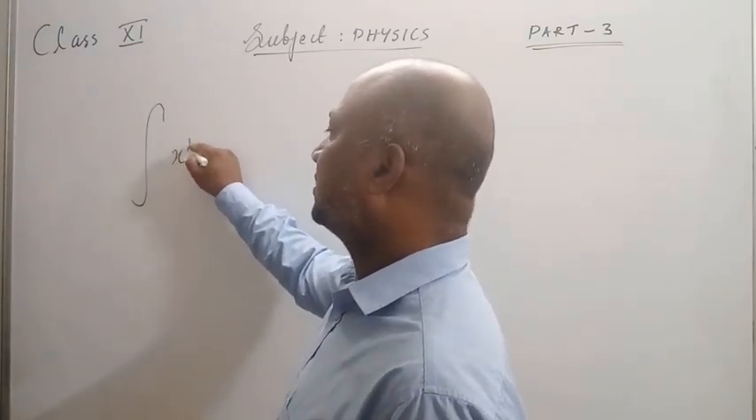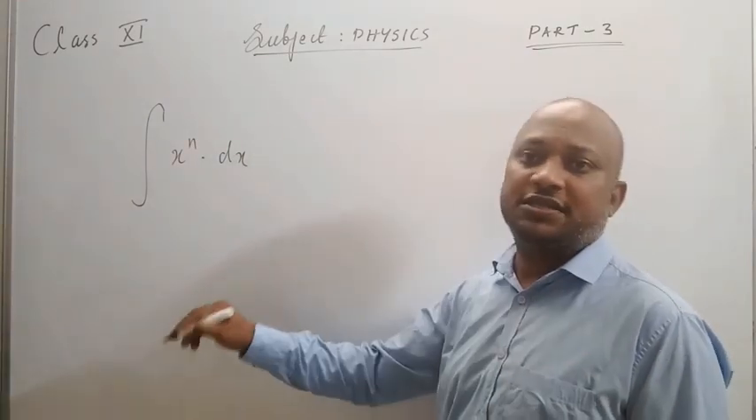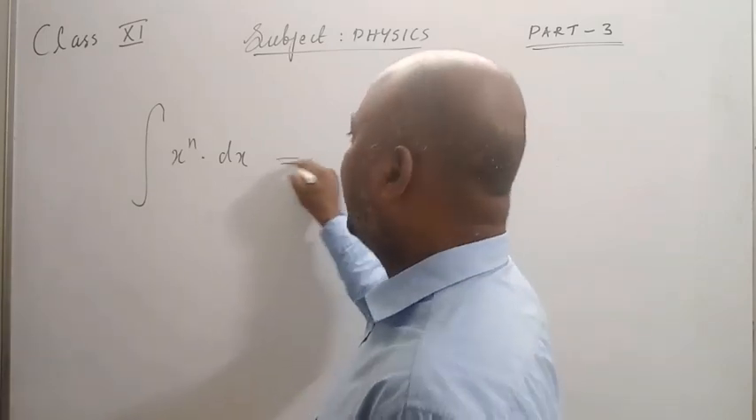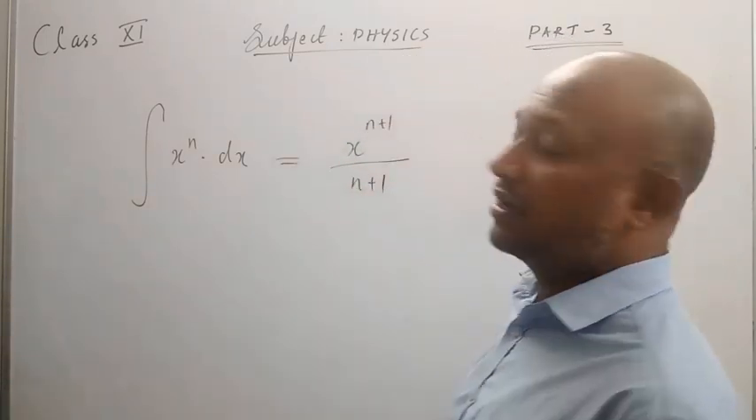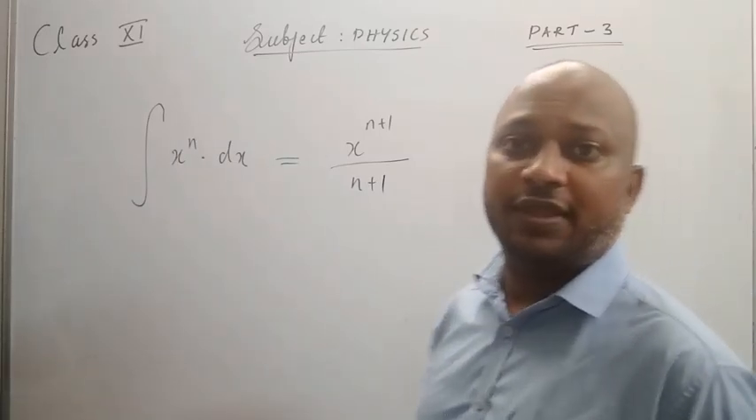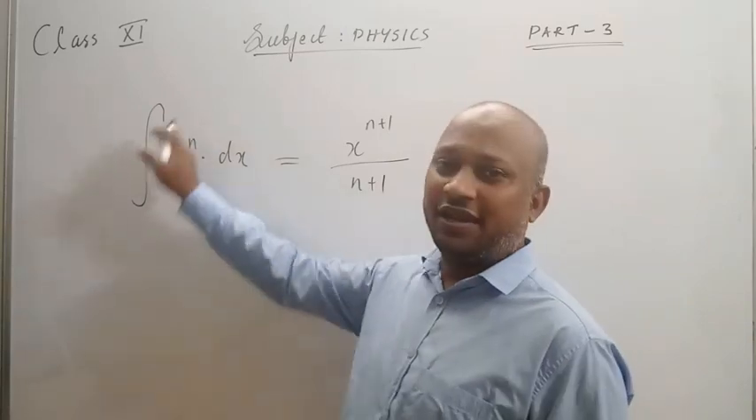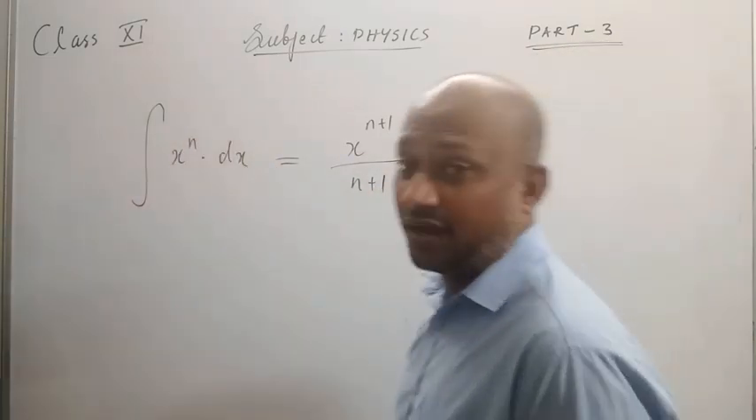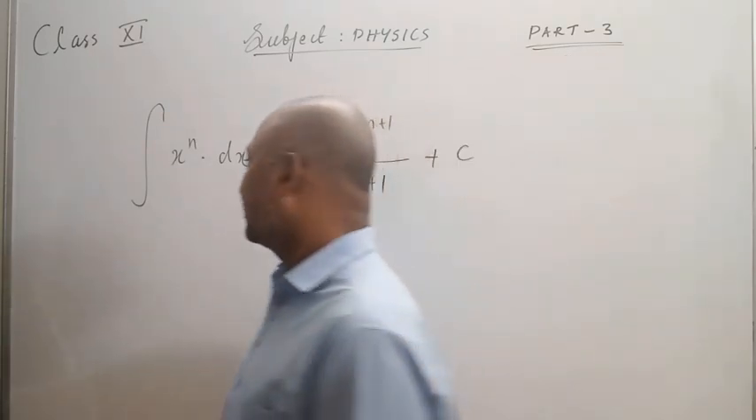Suppose you have a function x raised to n और उसको इंटीग्रेट करना है, तो फिर इंटीग्रेशन का सिंबल और उसका वेरिएबल. सिंबल इज दिस एंड द वेरिएबल इज dx. So the answer you will get is x raised to n plus 1 upon n plus 1. And if it is an indefinite integral, there is no limit, then you have to put a constant, and the constant could be 0 or it could be a non-zero value, whatever.